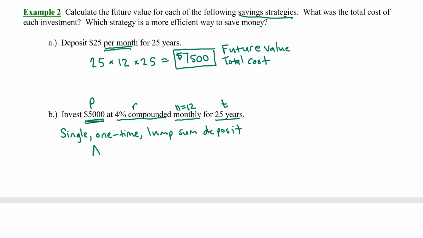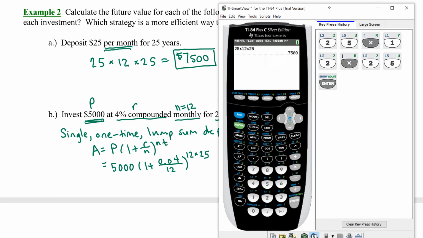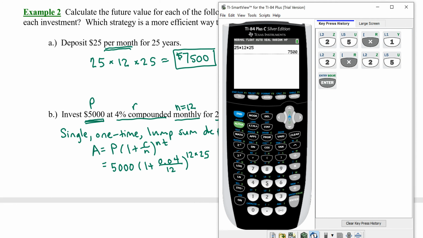So since this is a compound interest problem, I'm going to use my compound interest future value formula. The principal here is $5,000. The rate as a decimal would be 0.04. N is 12 because interest is compounded 12 times per year. And we're going to do this for 25 years. Okay, we're going to leave it alone for 25 years. Let's see what the future value of this investment is going to be.